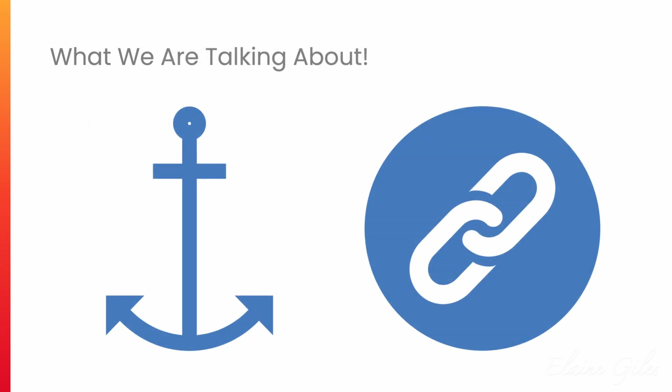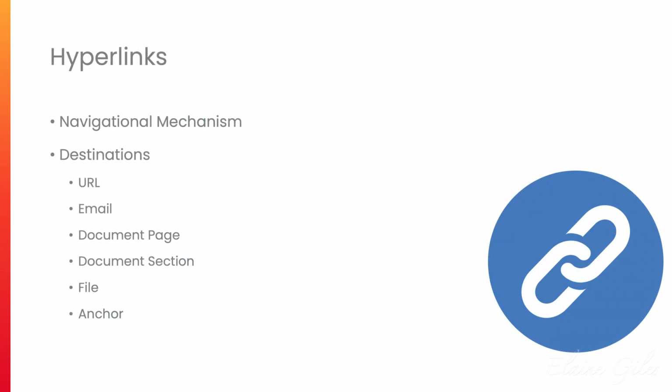What we are talking about is anchors and hyperlinks, and they are the key to effectively and efficiently adding navigation to your Affinity Publisher files. Today we're covering both, starting with hyperlinks. Hyperlinks are the mechanism used to provide navigation between areas in your publication or to link to external resources.